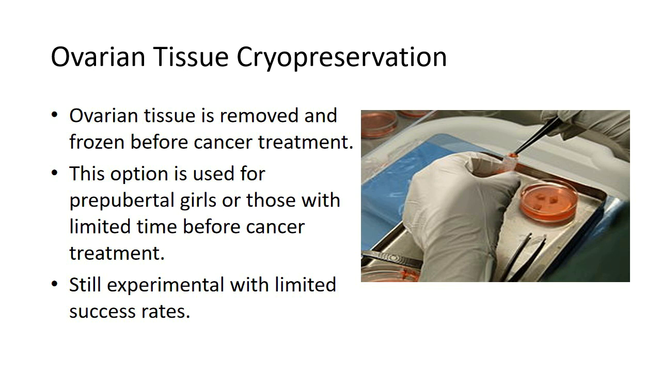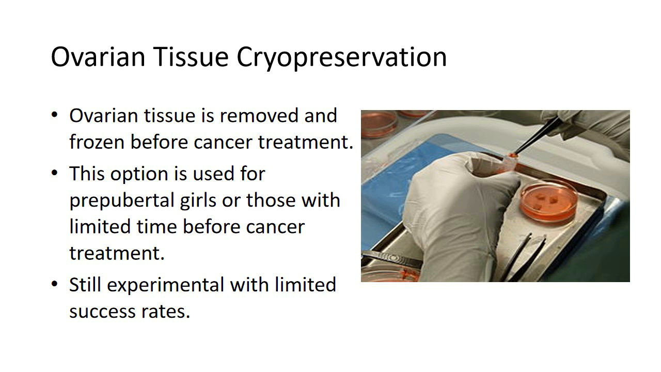C. Ovarian tissue cryopreservation. Process: ovarian tissue is surgically removed from the ovaries, frozen, and stored for future use. This technique preserves both the ovarian follicles and surrounding tissues that can be reimplanted after cancer treatment or used for IVF. Indications: this option is typically used for prepubertal girls who have not yet undergone puberty, or women who need immediate cancer treatment and cannot wait for egg or embryo retrieval. Success rate.